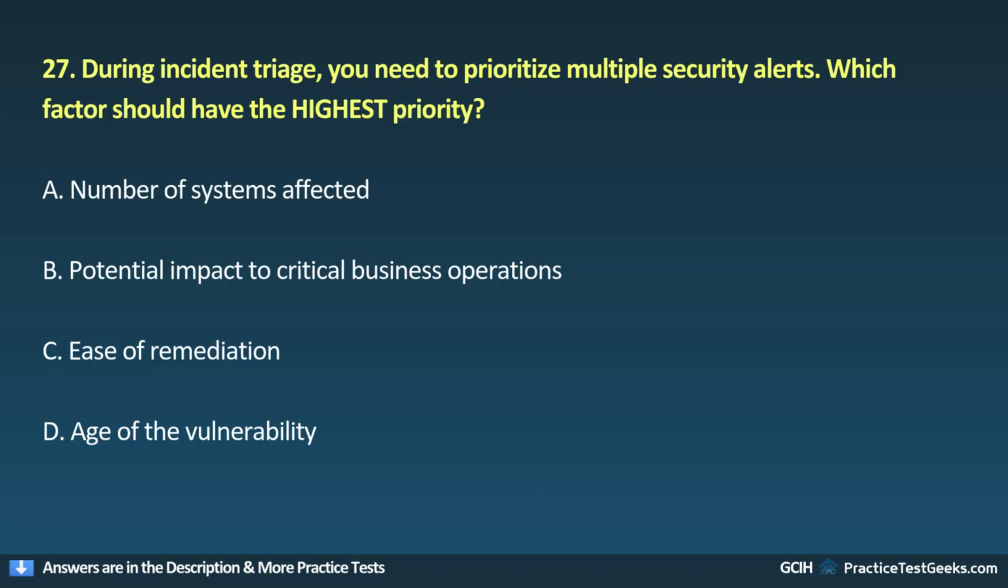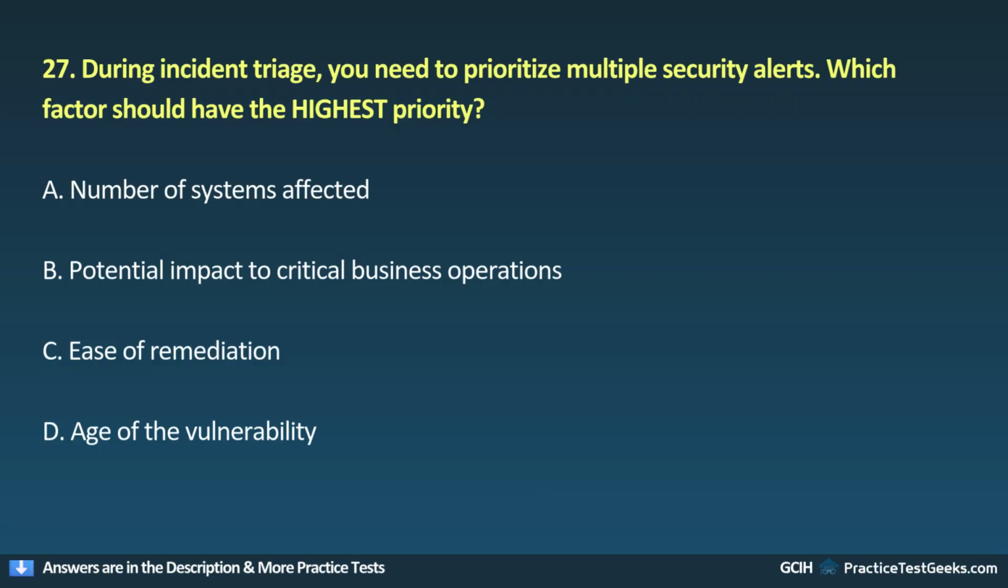27. During incident triage, you need to prioritize multiple security alerts. Which factor should have the highest priority? A. Number of systems affected. B. Potential impact to critical business operations. C. Ease of remediation. D. Age of the vulnerability.